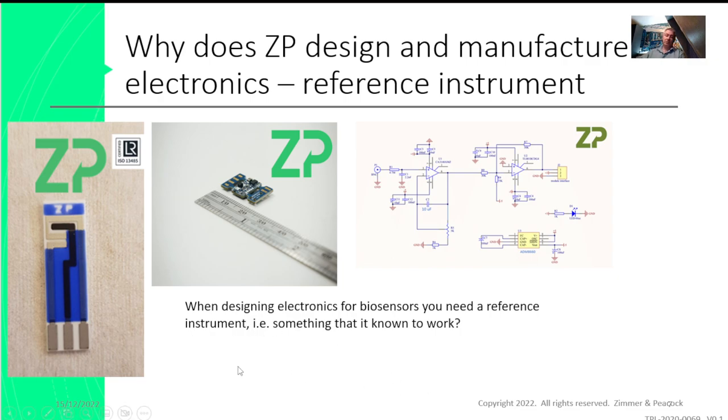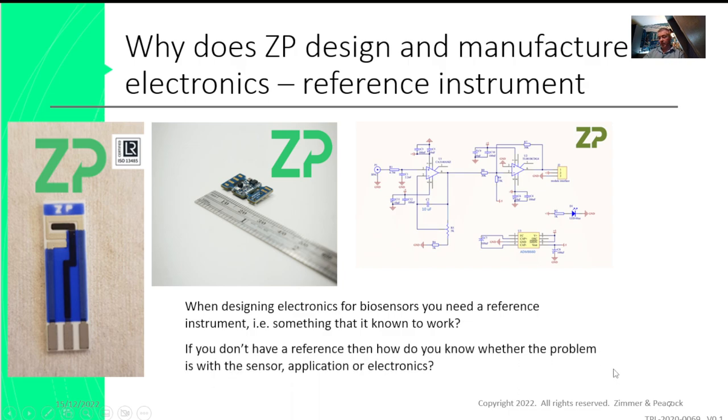The first question to ask somebody if they're building electronics is, do you have a reference instrument? I'll list some reference instruments at the moment because if you're building something, it's good to have something to be able to compare it against. A reference instrument is always useful because that allows you to troubleshoot whether the problem is with the sensor, the application, or the electronics. So in this case, we use these sensors all the time, especially the pH one.